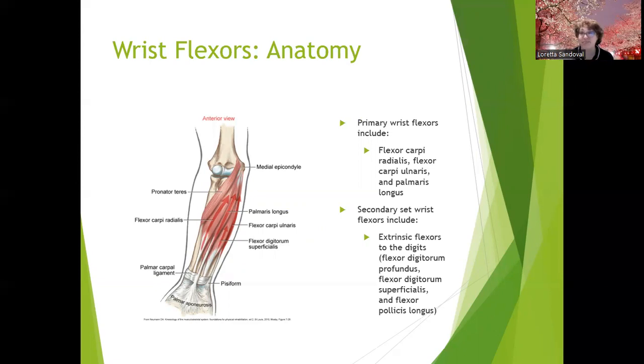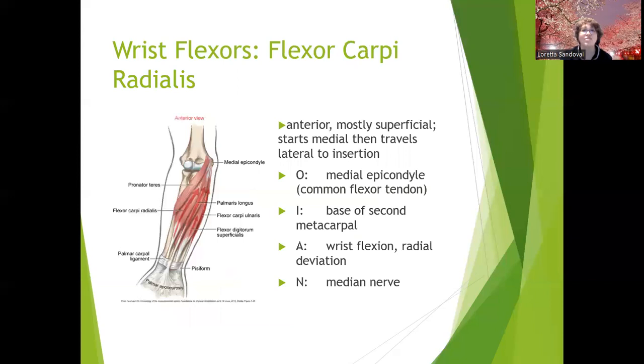So interesting, right? So there is a secondary set of wrist flexors, which are the extrinsic hand muscles, and we will talk about them soon. So lots of wrist flexors, they have common origins, easy to remember names, yay. So if they're flexors, they're on the anterior surface of the arm and they get the median nerve.